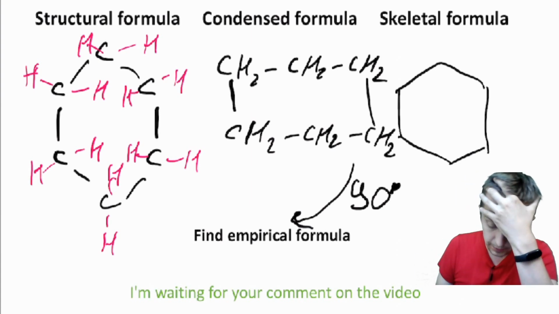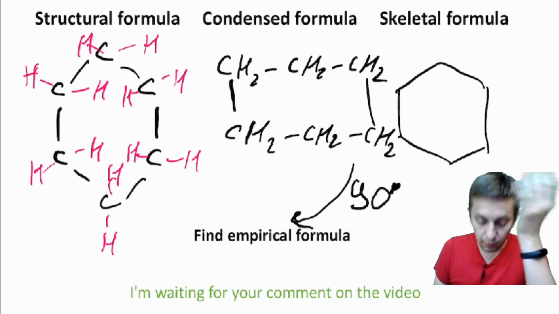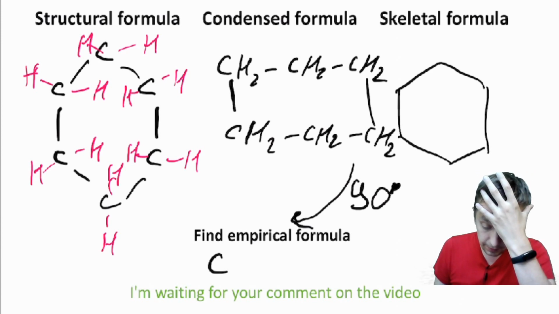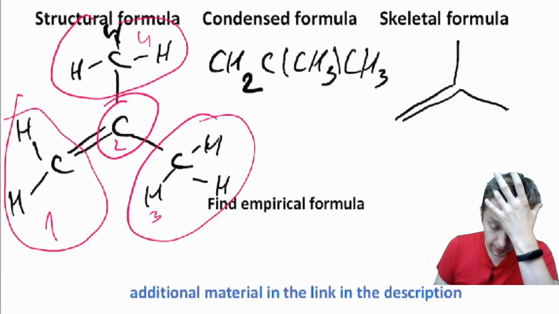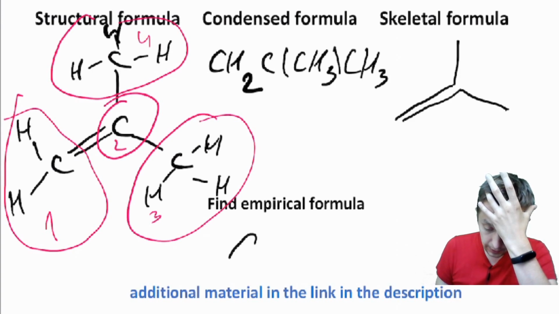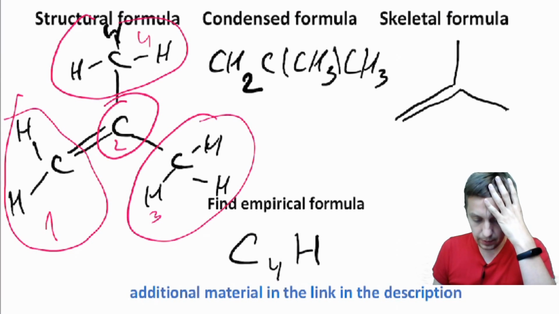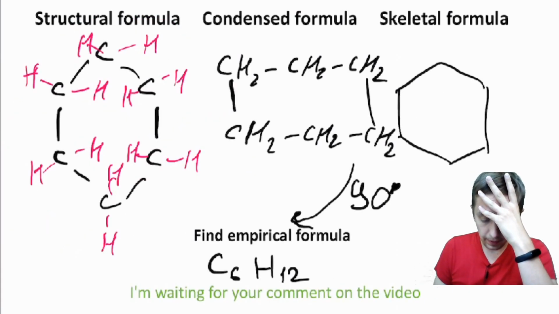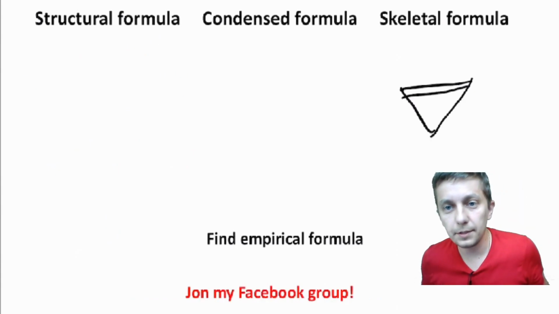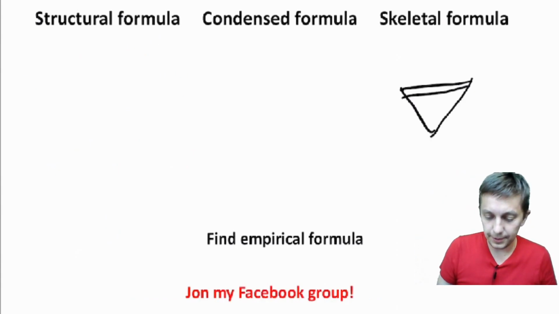Count the empirical formula. For example, for this compound, the condensed formula is useful for counting atoms because C6, H12, and this one C4, H, 1, 2, 3, wait, 6, 8, 8, 8.